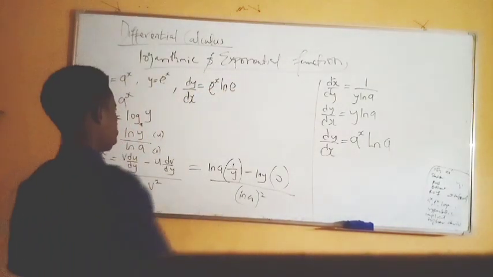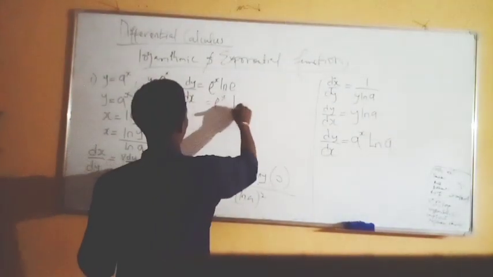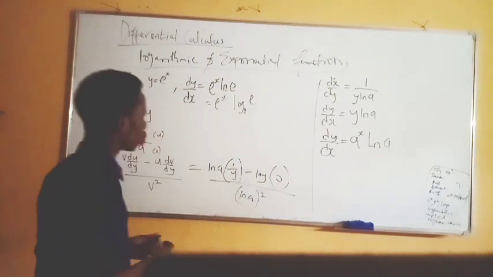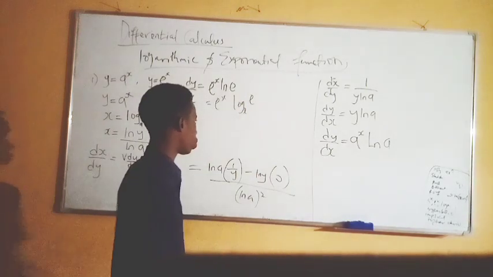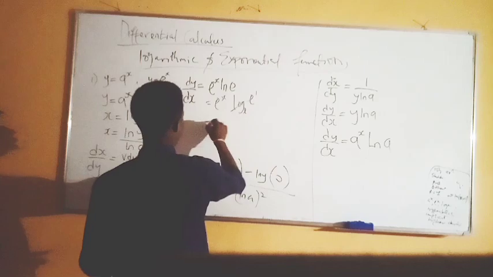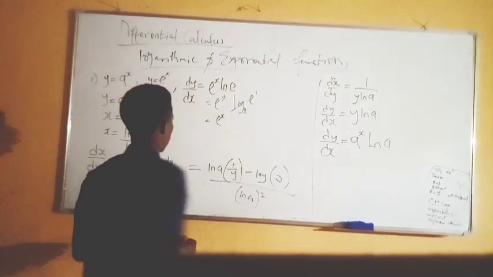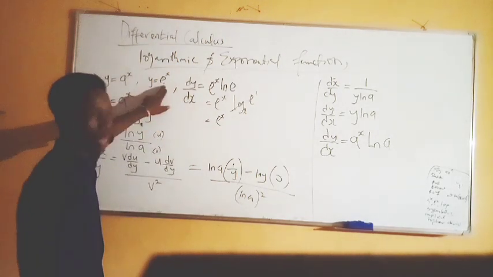And of course, ln e means log e to the base of e. And if you remember in our laws of logarithm, the logarithm of a number to its own base is 1. So this becomes 1. So this is e raised to power x times 1, which is e raised to power x. Explaining why the derivative is the same as the function.